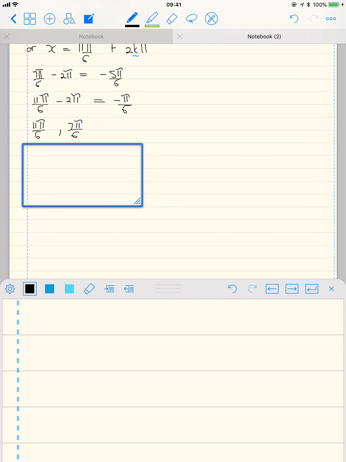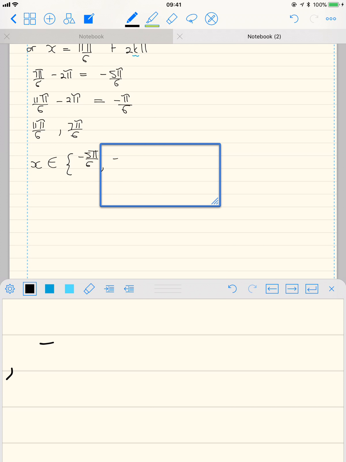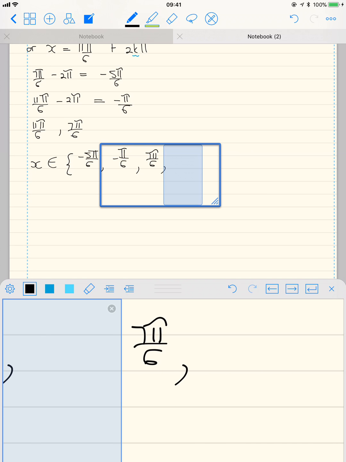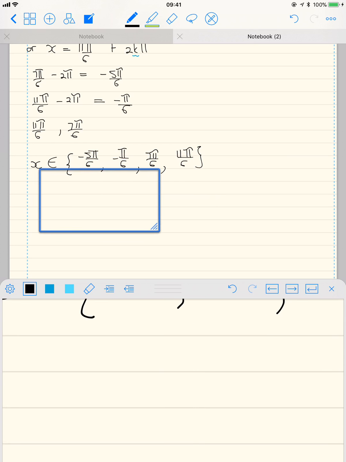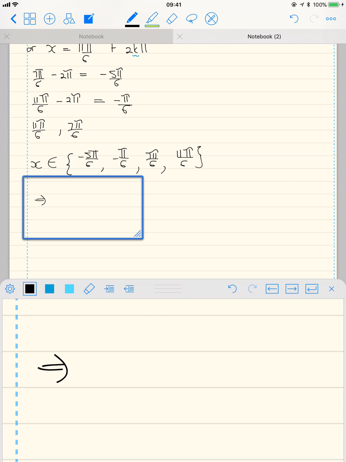So we will say x is an element of minus 5 pi over 6, minus pi over 6, 7 pi over 6, and 11 pi over 6. Then if you look at the possible answers they gave you, you will see the answer must be C.